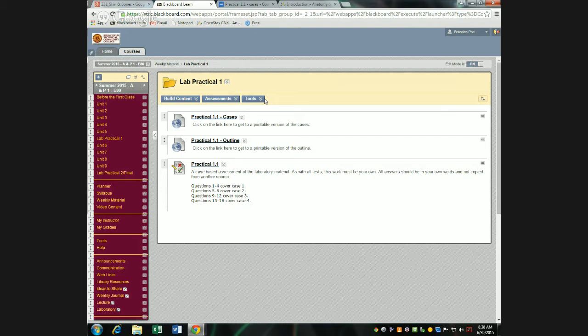But the outline gives you a sort of a clue, or not a clue, but a guide to what we've concentrated on in the course. Okay. So that's there too. Then the third thing that's listed there, that's another assignment. So that's the online component of the practical. It's an active assignment. You can open it up now if you want to.